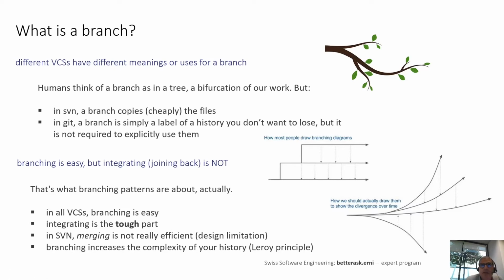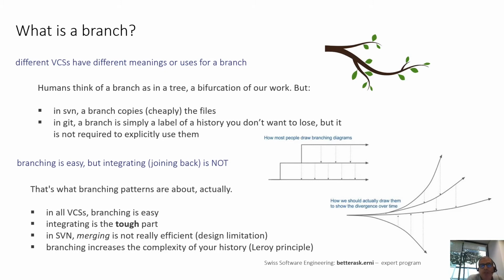And is it good to branch? Branching is very easy. It's very cheap, both in Git and Subversion. But the problem comes later, when you want to integrate your work together. And this might not be so easy. It can be difficult. Actually, that's what the branching patterns that we are going to see now are about: how to branch and how to join back. Integrating can be a tough part.